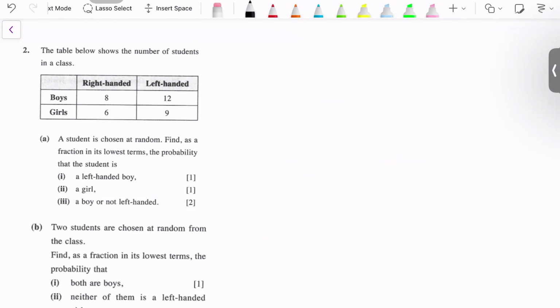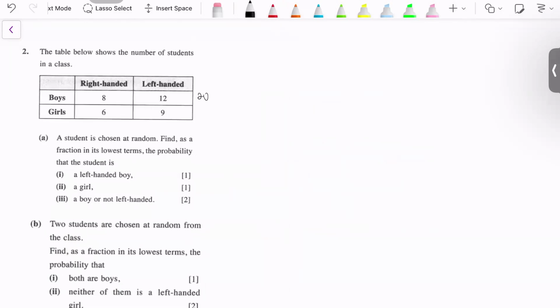So in this case, first thing, you want to find out how many boys there are. So there are a total of 20 boys and a total of 15 girls, which gives us a total of 35 students. Next, we want to find out how many people are left-handed and right-handed. So in this case, there are 14 right-handed and 21 left-handed.